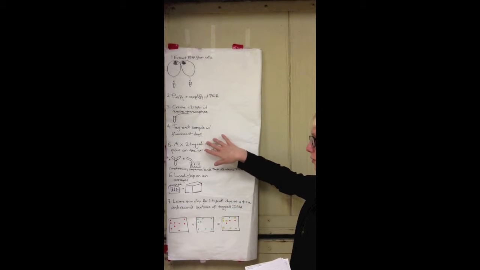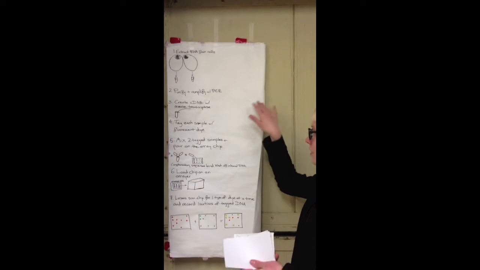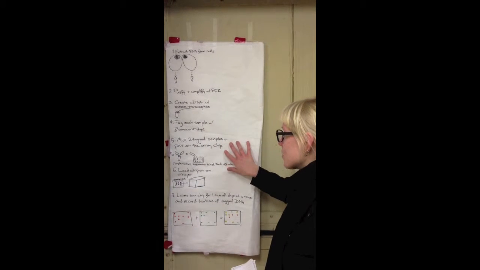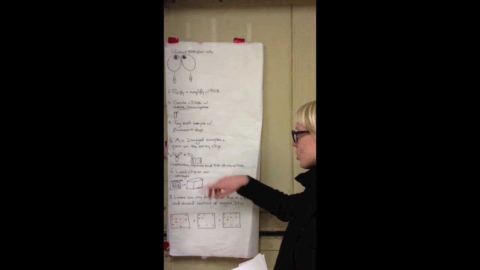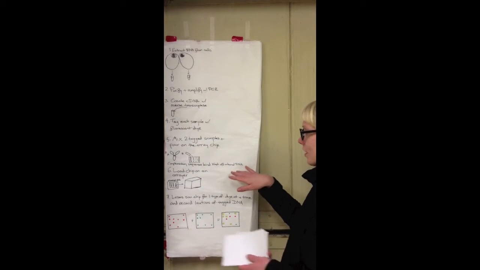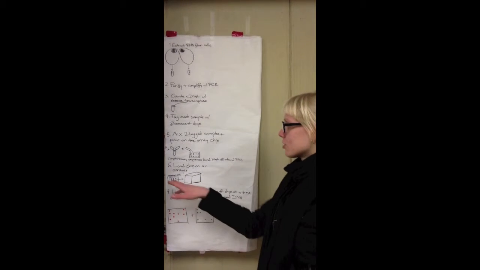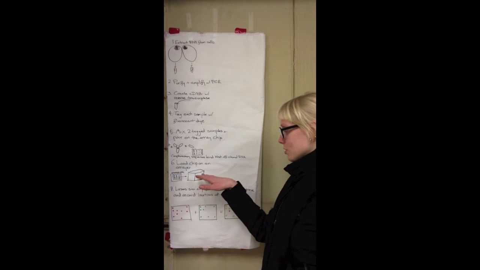Tag each sample with fluorescent dye. It's usually Cy3 and Cy5, red and green. Mix the two tagged samples and pour on the array chip. Complementary sequences will bind together, and then you just rinse off the unbound DNA. Then you load the chip on a microscope slide and put it into an arrayer.